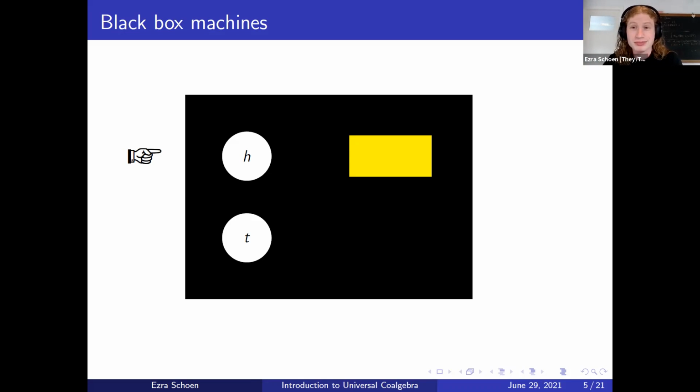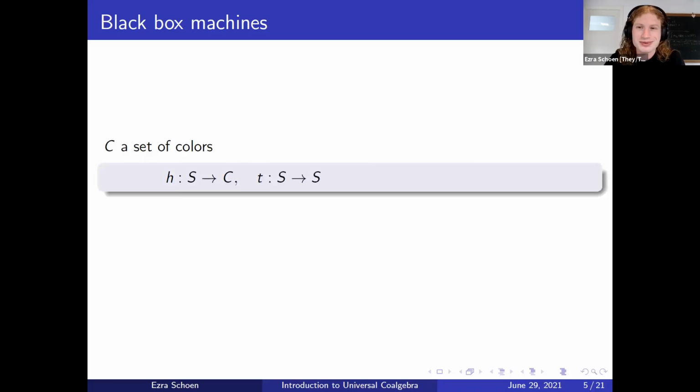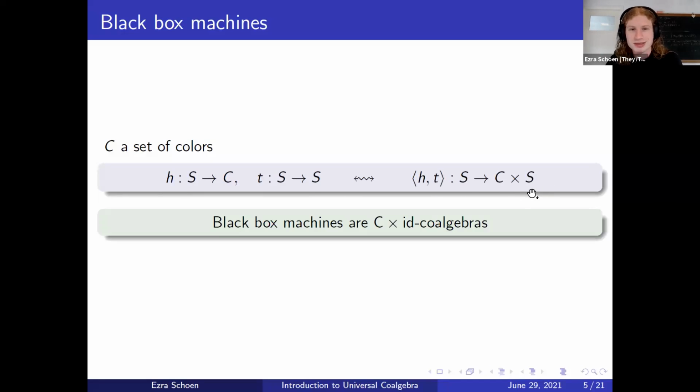Okay, so this is what to me is a black box machine, but what actually is a black box machine? What it really is, is a coalgebra. And how is it a coalgebra? Well, we have these two buttons, which are just functions, right? We have one button which takes the internal state and gives us back a color, and we have another button which takes the internal state and goes to the next one. So these are just functions, and we can of course put those together into a single function, which tells us that black box machines are just coalgebras for this particular functor. On the left, it is the constant functor with value c, and on the right, it's just the identity.